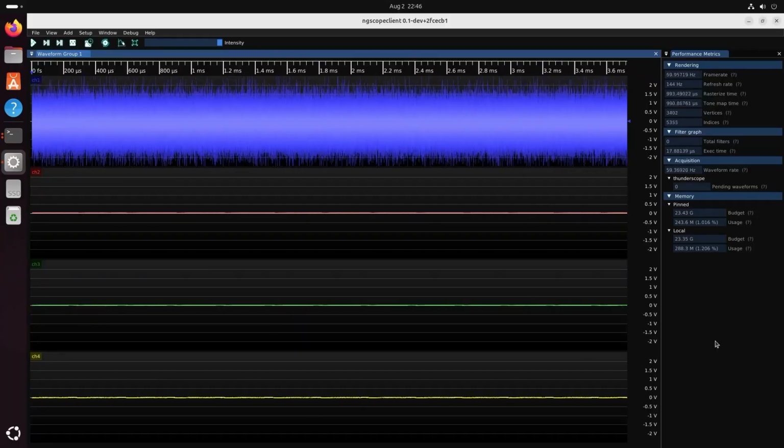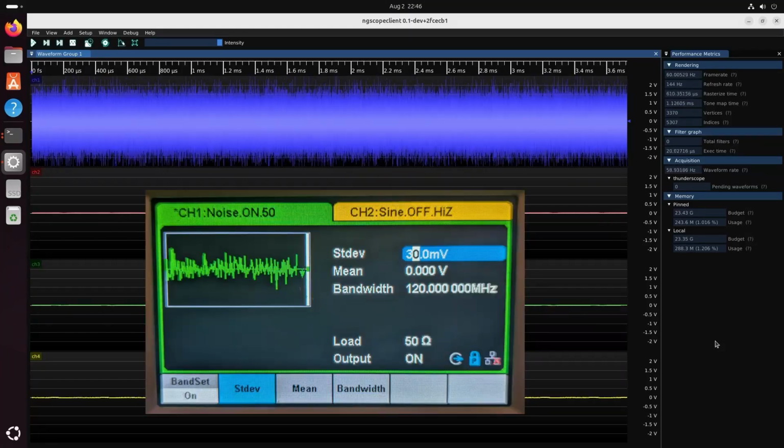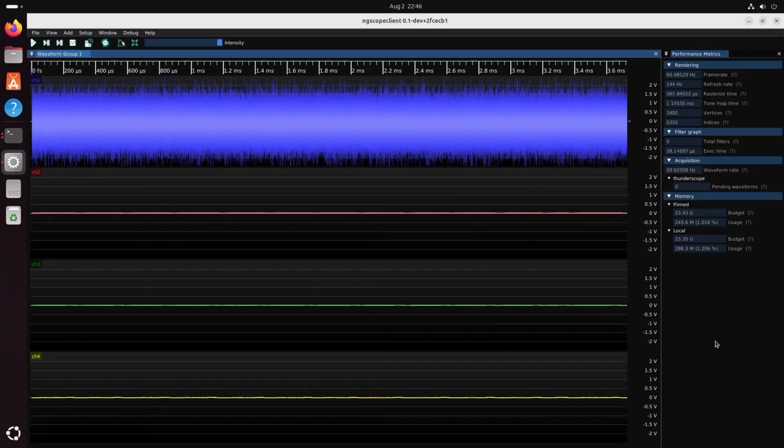So now that we know how to measure bandwidth, let's measure some bandwidth. The first thing I'm going to do here is the wideband noise source approach. Now I don't actually have a proper RF wideband noise source, so I'm using my function generator, which can go up to 120 megahertz, which you'll soon see.